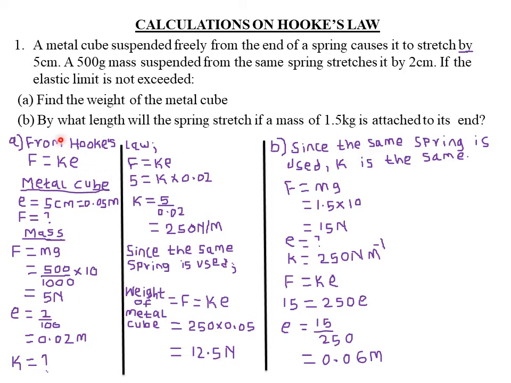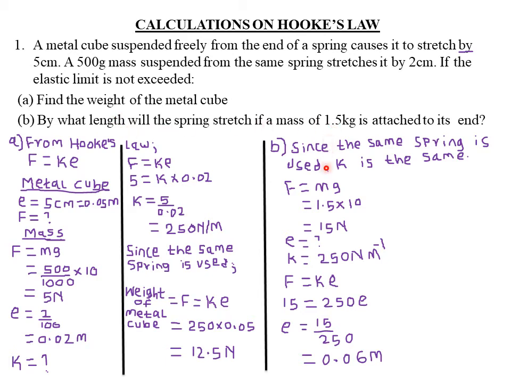So for part B, we are required to find the length. By what length will the spring stretch if a mass of 1.5 kilogram is attached on its end? So we are given another mass, which is 1.5 kilogram. But because it is the same spring which is used, it means the spring constant is exactly the same. So they want the length.